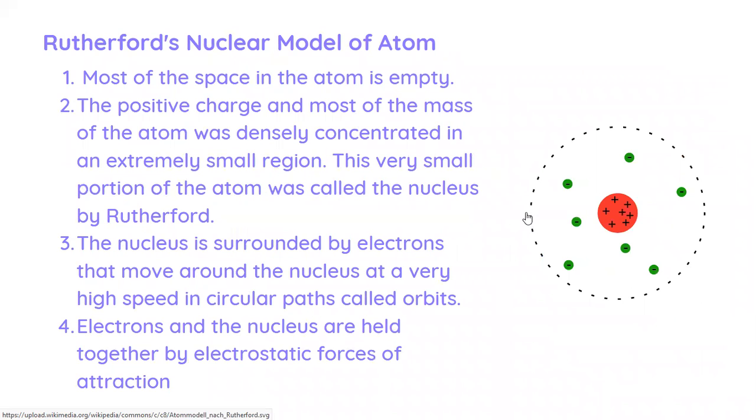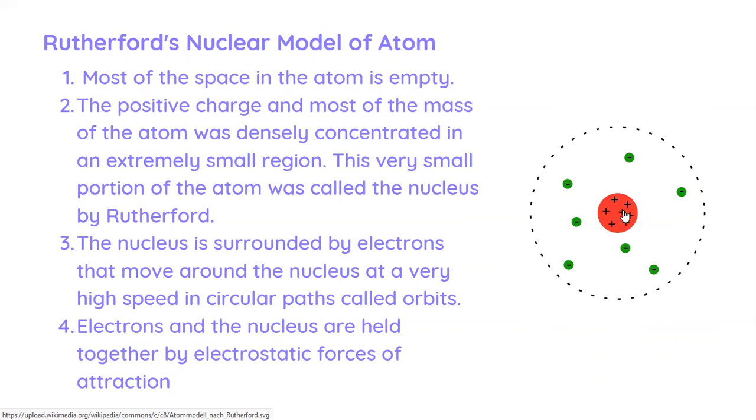Based on the observations and the conclusions, these are the postulates of Rutherford's nuclear model of the atom. Most of the atom is empty. This is obviously because he noticed that the alpha particles passed straight through. The second is that the positive charge and most of the mass of the atom was concentrated in an extremely small region. This is called the nucleus. This was called the nucleus by Rutherford.